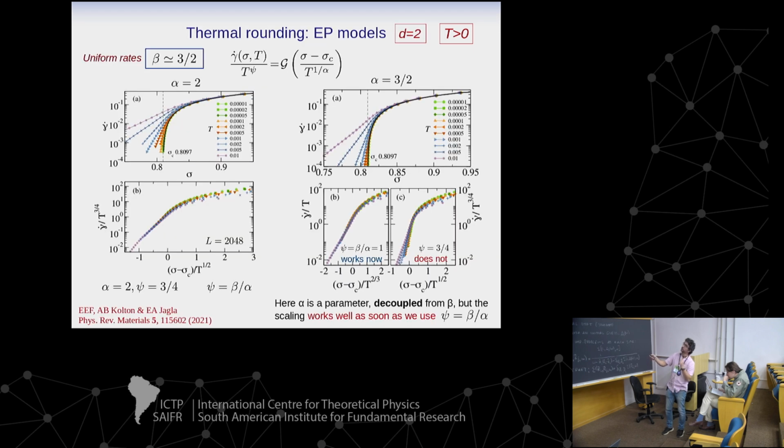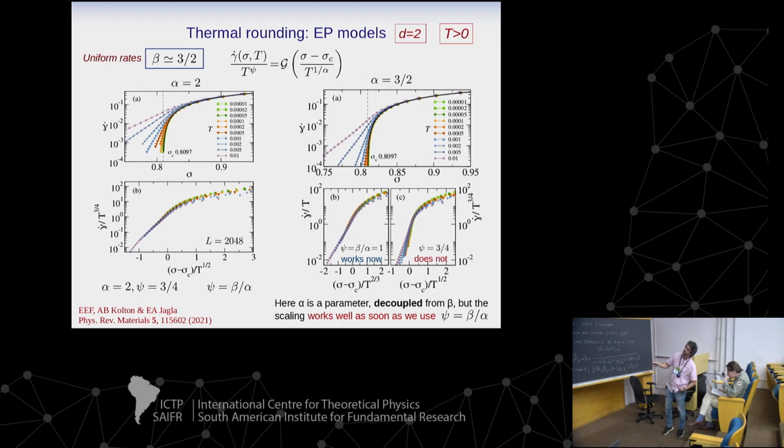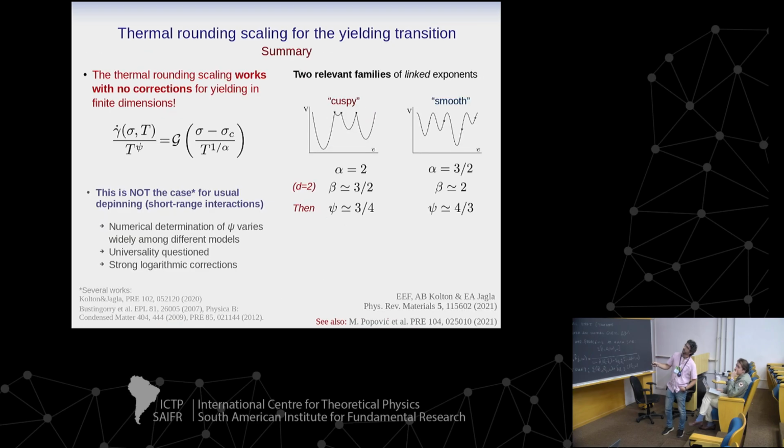So if you, for example, use here alpha 3/2, but you are doing a yielding rule that should correspond to beta 3/2, the only way this will collapse is when you put phi equal to beta over alpha, so 1. Otherwise, if you try another value for phi, it does not collapse. So it will collapse when you use the correct exponent coming from alpha and beta. Okay, so this is the summary of this thermal rounding part.